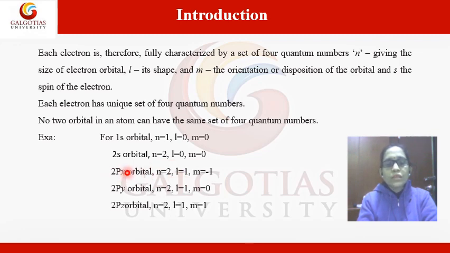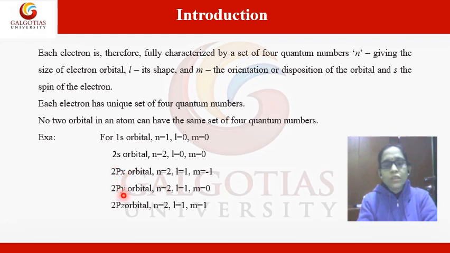For p you know L is equal to 1. So n is equal to 2 and L is equal to 1. Then what is the value of m? The m value depends upon the value of L and varies accordingly from minus L to plus L. So for 2p orbital, m value will be minus 1, 0 and 1. For 2px, we will consider m is equal to minus 1, 2py m is equal to 0 and 2pz m is equal to 1.